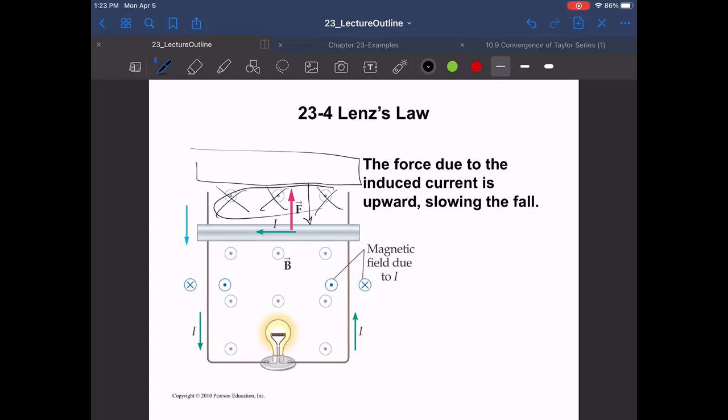Why doesn't it add all of it back in? Any guesses? Why wouldn't it add all the magnetic flux back in? There you go. Resistance. It's lost to heat, essentially. The current moving in that wire encounters resistance, and therefore it loses that energy.